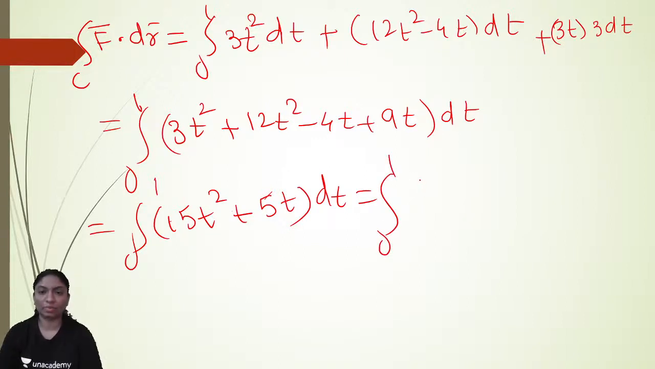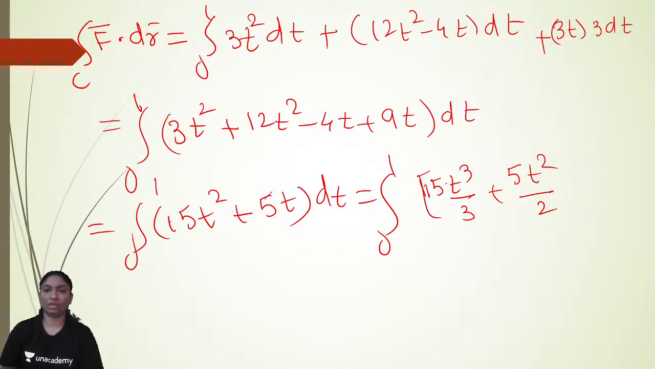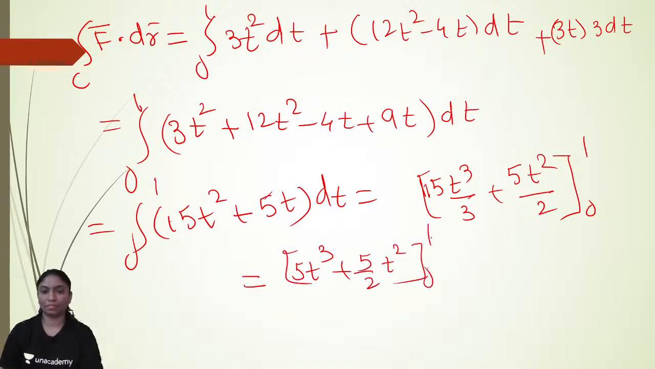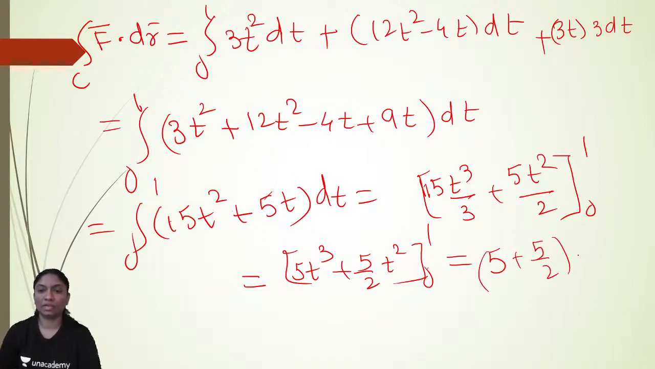So integration of 15t square, you will get 15 into t cube by 3, plus t square by 2, 15t given to 5. So which is equal to 5t cube plus 5 by 2 t square from 0 to 1. Okay. So which is equal to 5 plus 5 by 2 minus 0. Right? So this is 15 by 2.